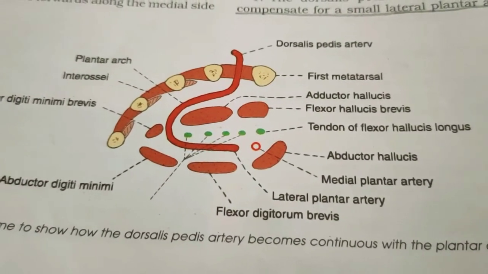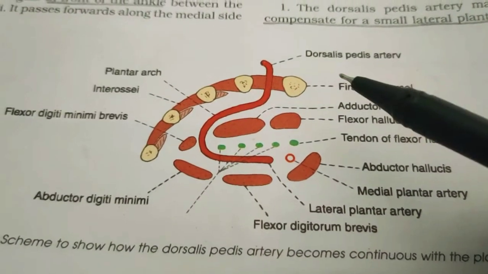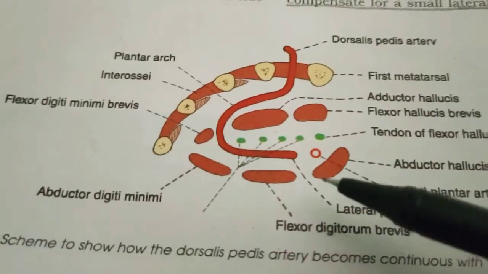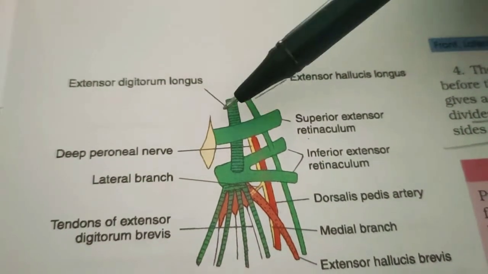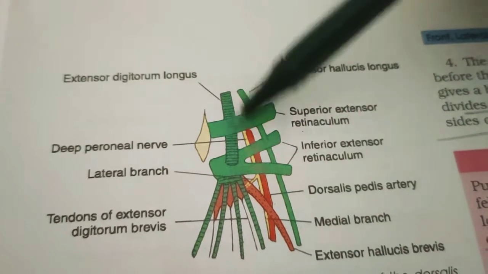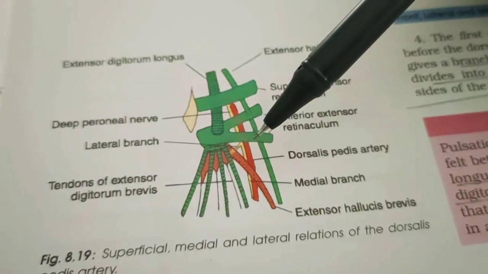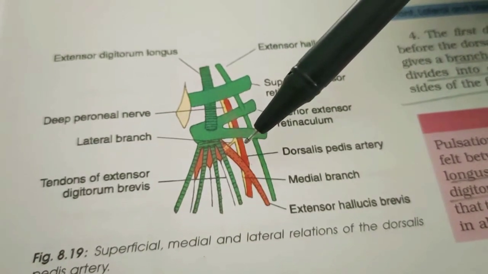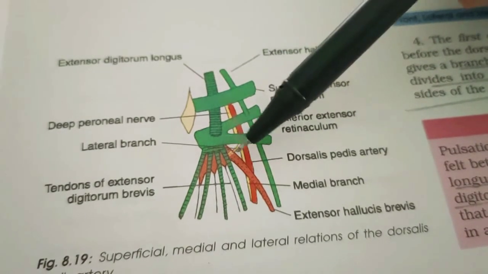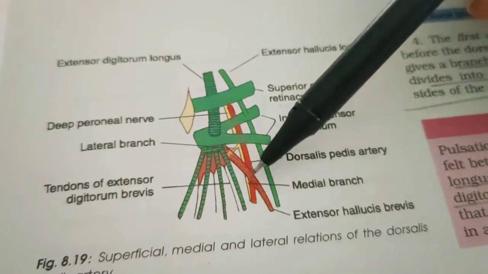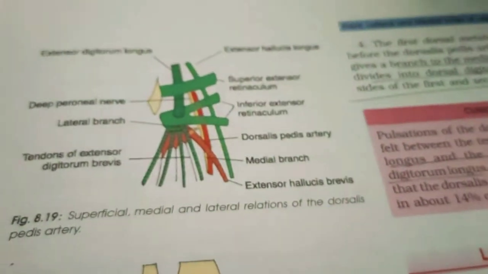Laterally we have the extensor digitorum longus muscle. In this diagram you can see that muscle, the extensor digitorum longus. Medial to the artery you will have the extensor hallucis longus muscle, and the medial terminal branch of the deep peroneal nerve. This is the deep peroneal nerve; this is the lateral branch and this is the medial branch. So it will be medial to the dorsalis pedis artery.